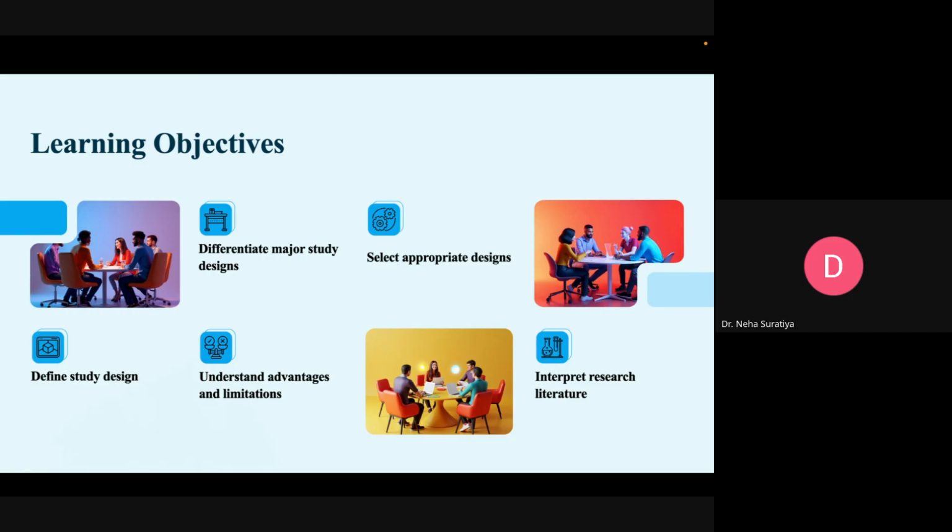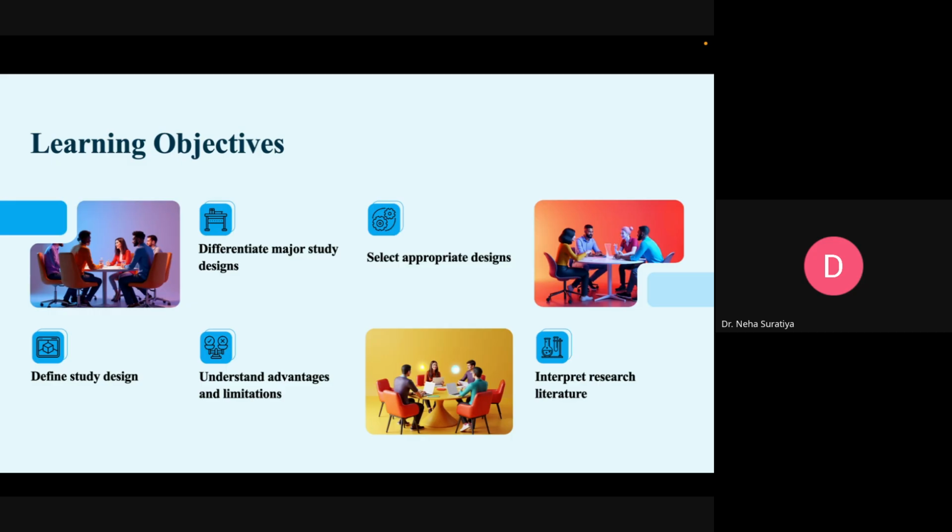By the end of this whole session, you should be able to, first, on the left side, down below, you can see, define the study design. You should clearly understand what types of study designs there are in clinical research, what it means, and why it is necessary. Second objective: you should be able to differentiate some major study designs, experimental and observational, and identify some subtypes as well. What is a randomized control trial, what are cohort studies, case control studies, cross sectional studies. All of this will be clear to you in the second learning objective.